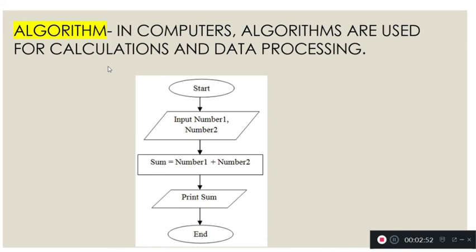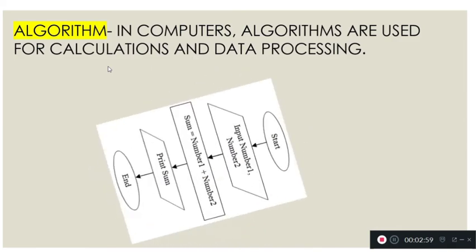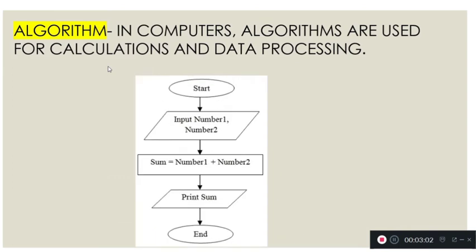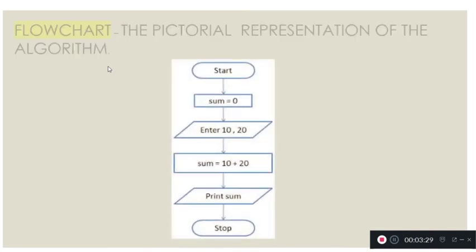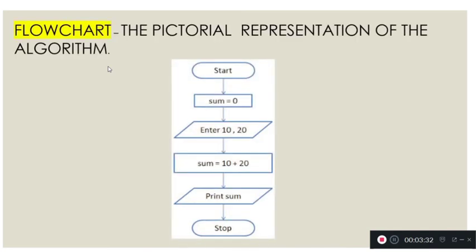For example, an algorithm to add two numbers will be as follows. Take a number and store it in a variable a. Take another number and store it in a variable b. Add a and b and store the result in a variable c. Display the value of c. The graphical representation of an algorithm is called a flowchart. Again, the graphical or pictorial representation of an algorithm is called a flowchart.